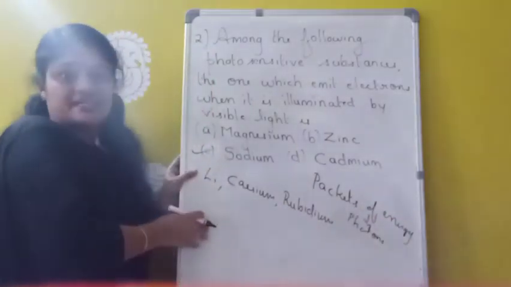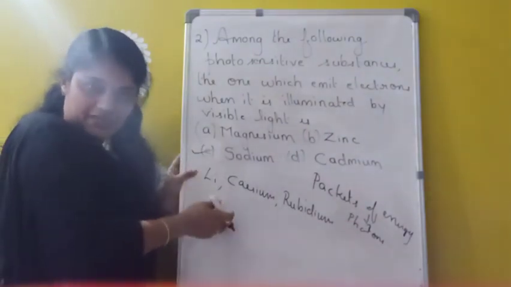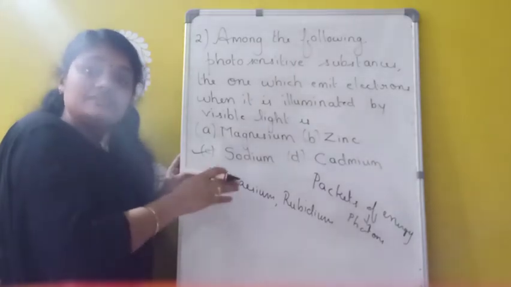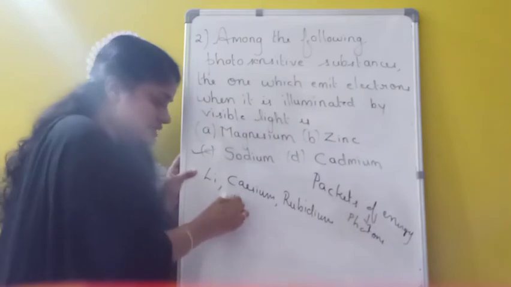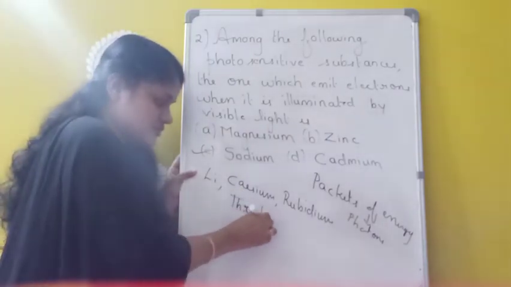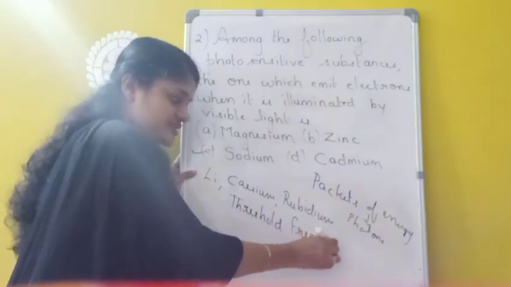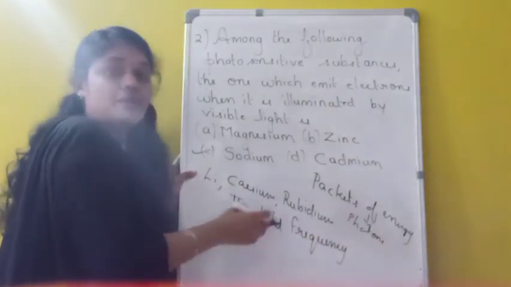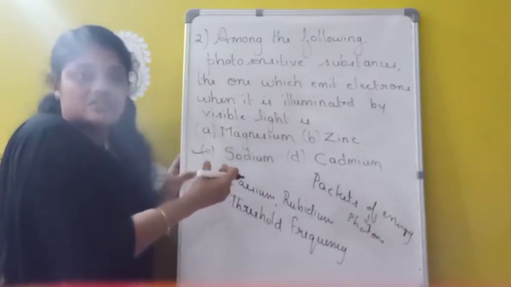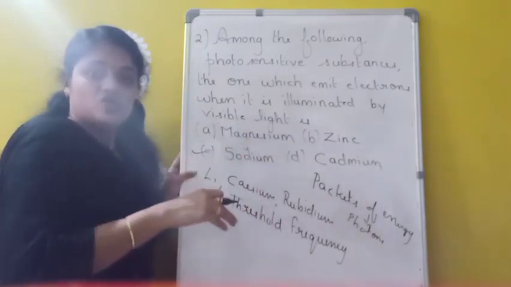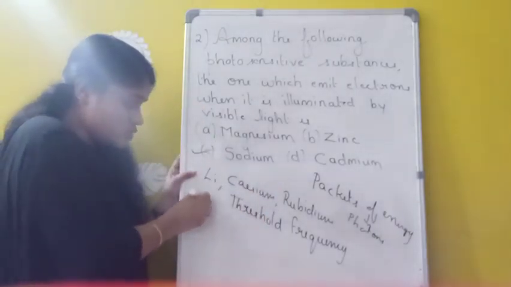And whenever electromagnetic waves fall on these photosensitive materials, electrons will be emitted only after it attains a threshold frequency. So only after attaining a minimum frequency called the threshold frequency, these photosensitive materials will emit electrons. That phenomenon is called the photoelectric effect, and these emitted electrons are called which one? Photoelectrons.